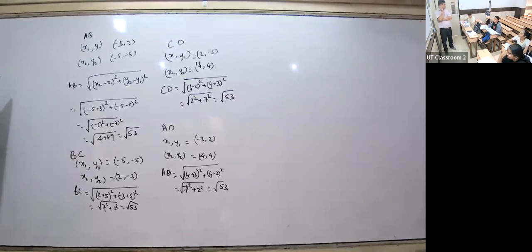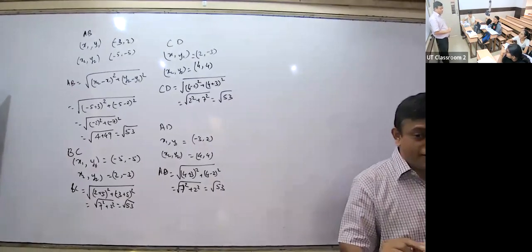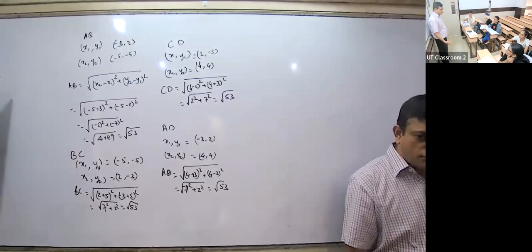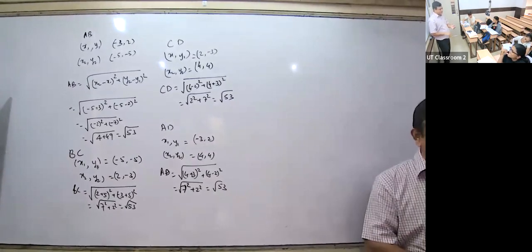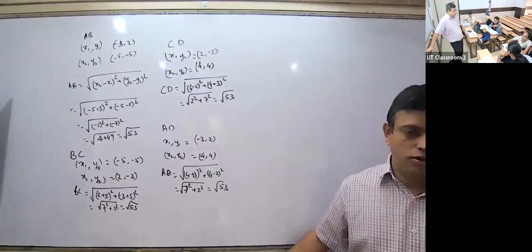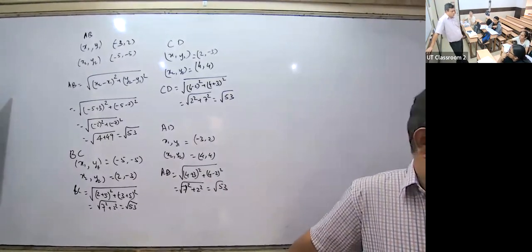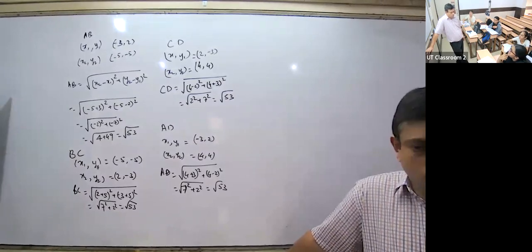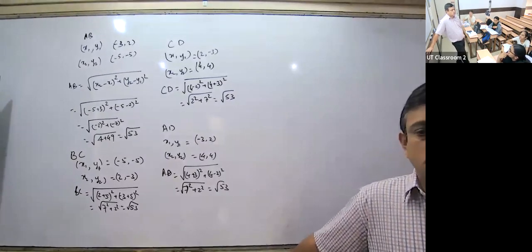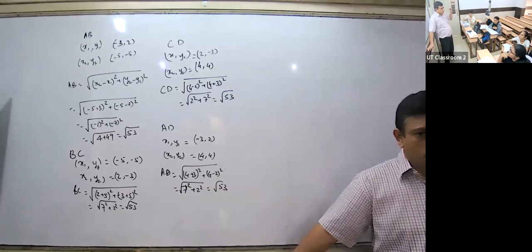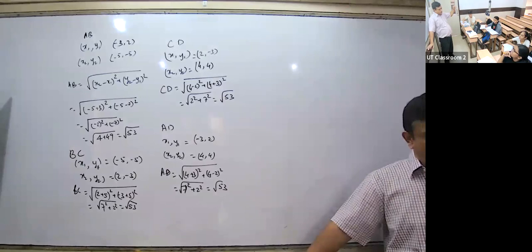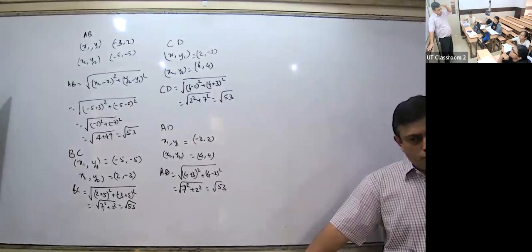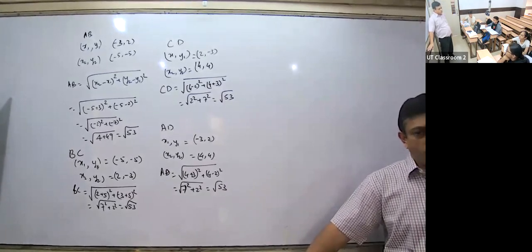Last class I asked you people to learn this. Did you learn? Altitude, you know? What is altitude? Height. Median, you know? What is it? From the vertex to the midpoint of the opposite side. Angle bisector, you know? Perpendicular bisector, all of you now: perpendicular to a side and bisects the side.